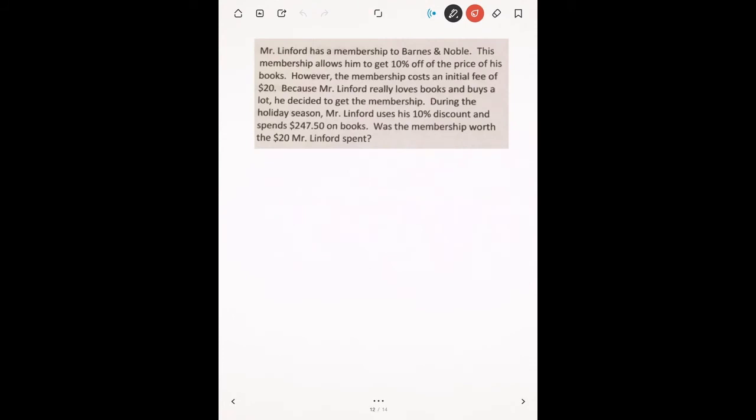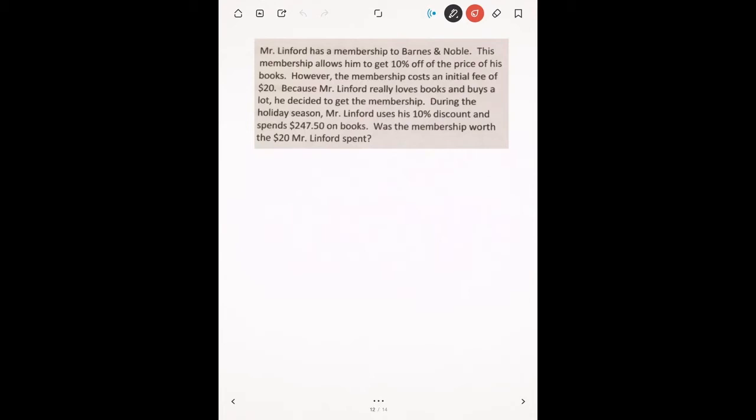Mr. Linford has a membership to Barnes & Noble. This membership allows him to get 10% off the price of his books. However, the membership costs an initial fee of $20. Now, because Mr. Linford really loves books and buys a lot, which is true, I really do love books and I buy way more than I should, he decides to get the membership.